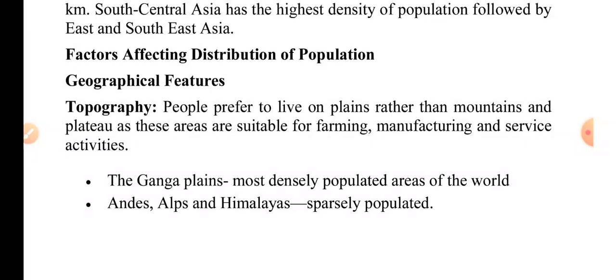And here are geographical features. The first is topography. People prefer to live on plains rather than mountains and plateaus, as these areas are suitable for farming, manufacturing, and service activities. The Ganga Plains are among the most densely populated areas of the world. The Andes, Alps, and Himalayas are sparsely populated.